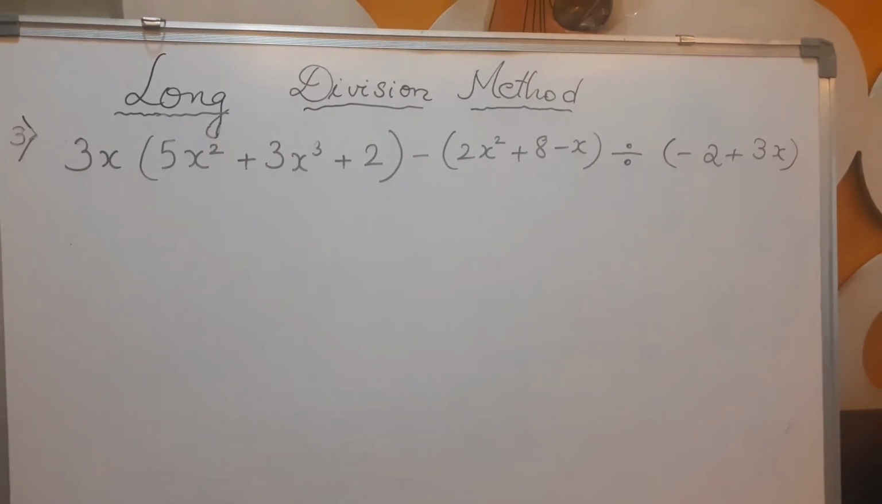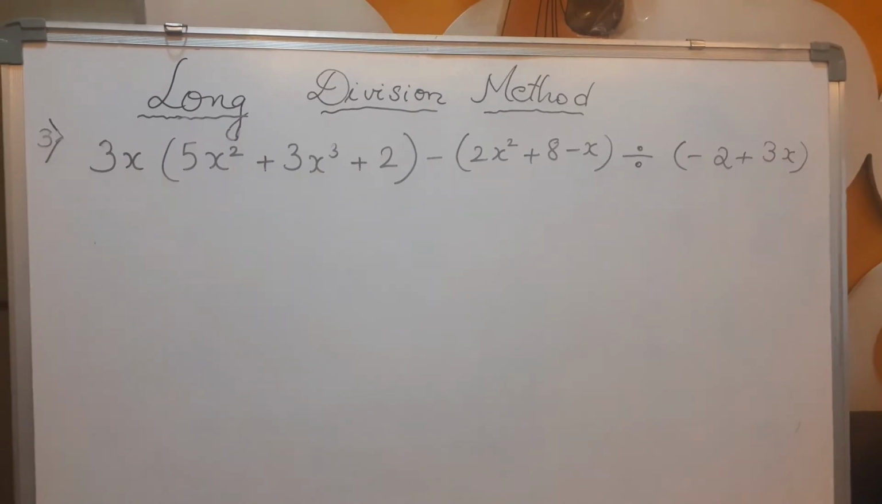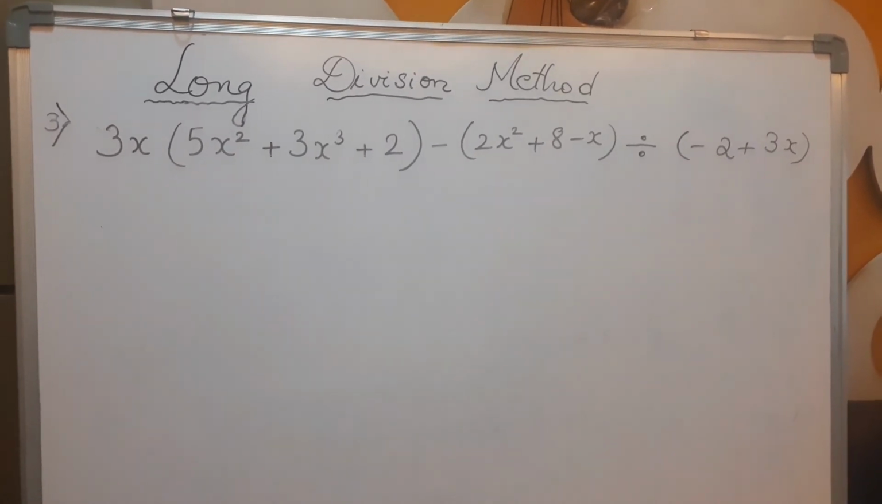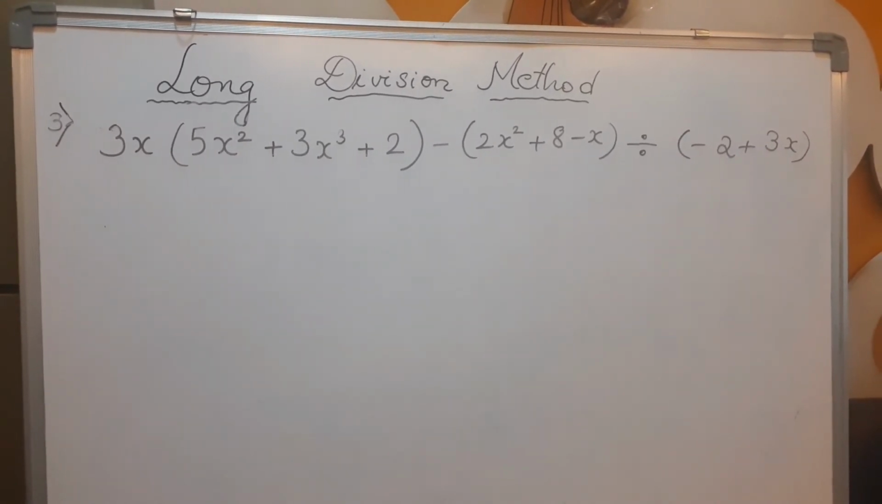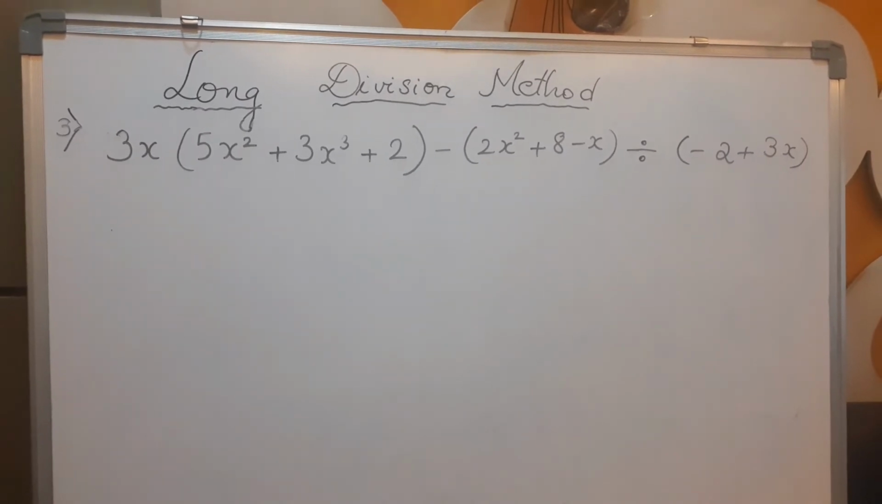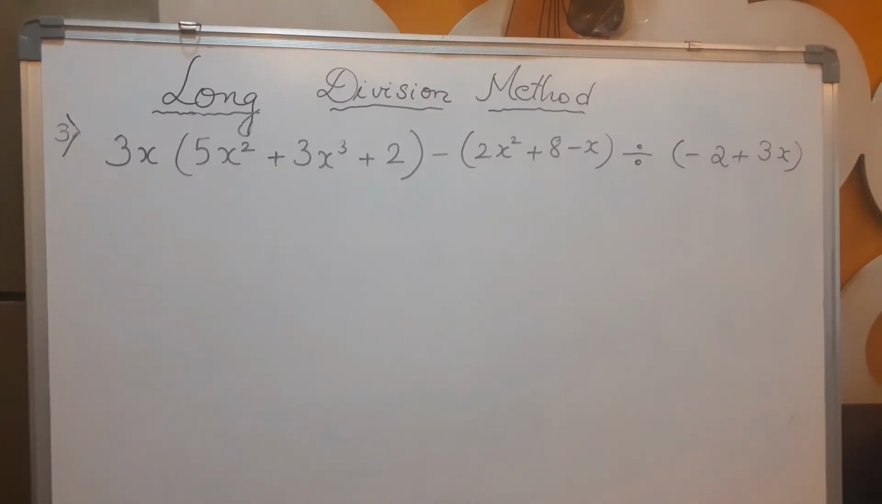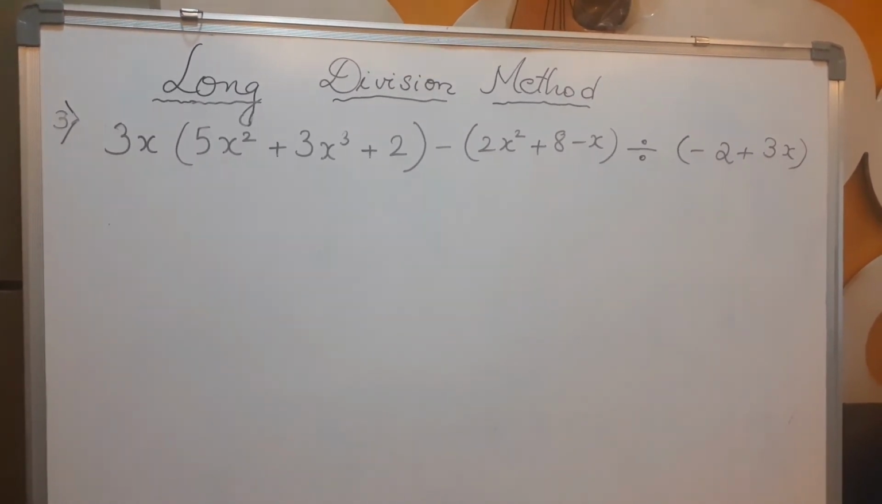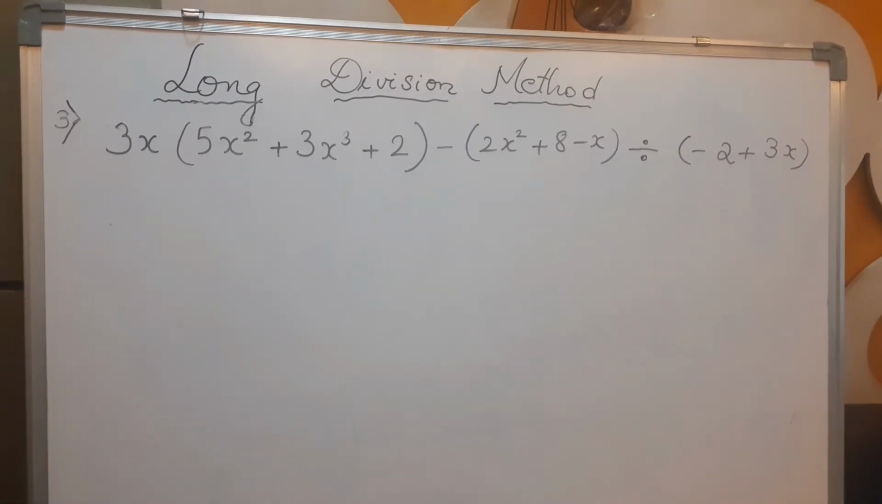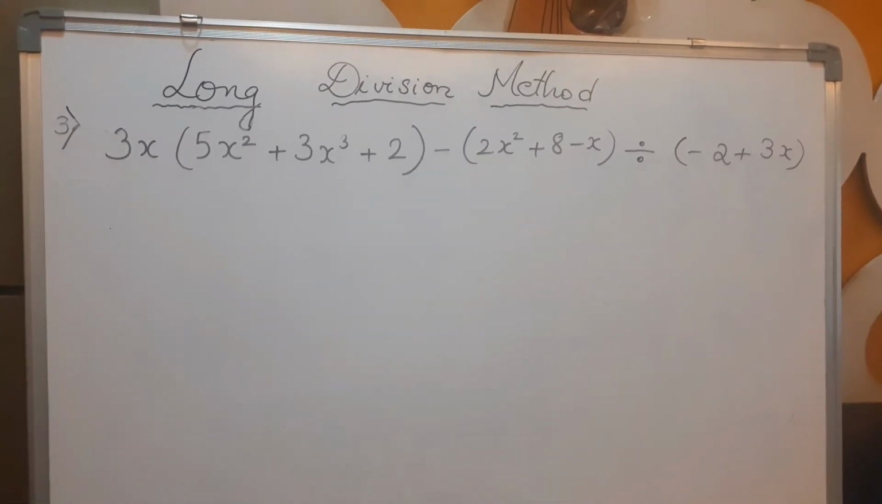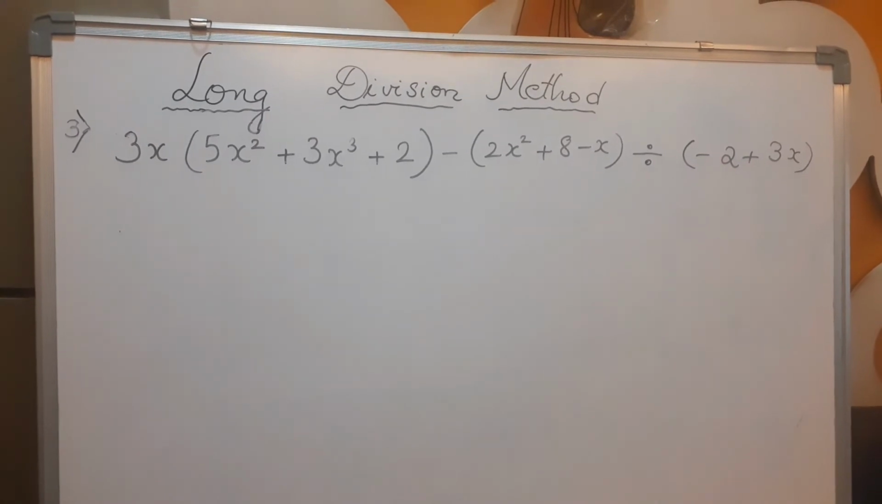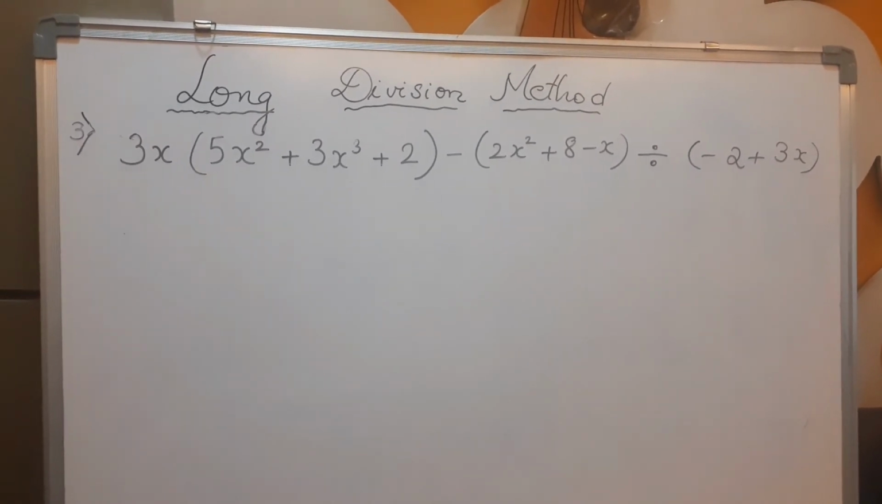We now move on to our last problem, which is a little bit complicated and it might seem very difficult, but I have put it in here for you so that whatever kind of problem you get, you will be able to solve it very easily using this long division method. Alright, so our problem is 3x into 5x square plus 3x cube plus 2 minus 2x square plus 8 minus x divided by minus 2 plus 3x.